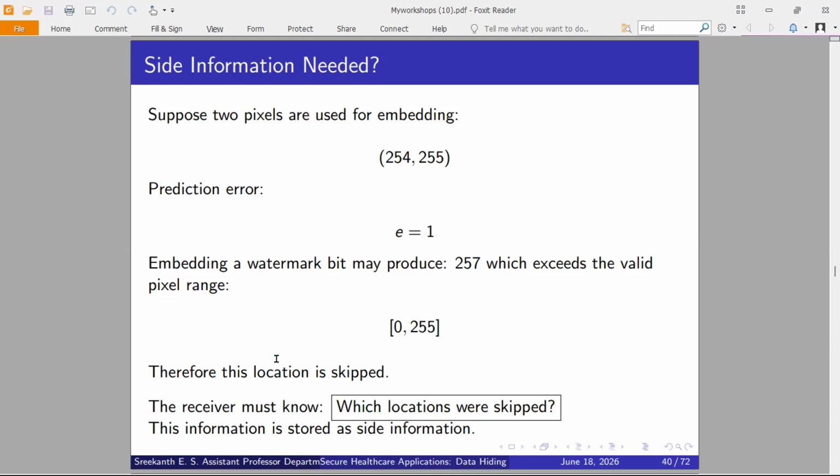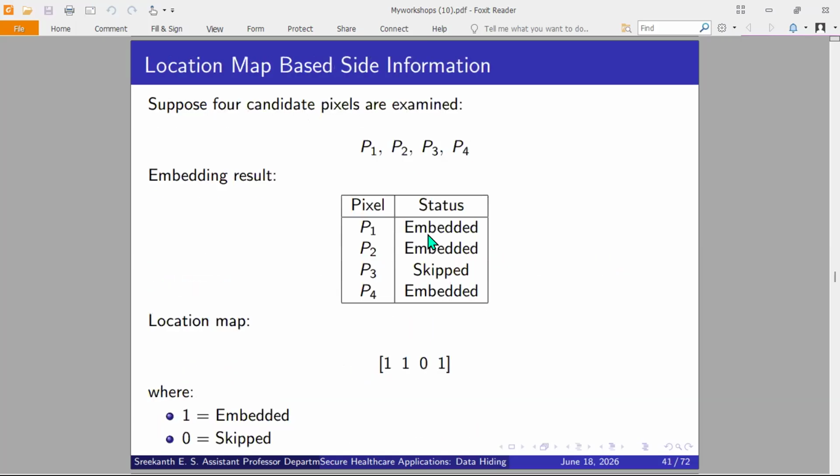Now, suppose we are taking 2 pixels and the error here. Okay, so if this watermark produces a value 257, we need to record that point. That is what I call the location map. This location map is very important. Like this: suppose we have 4 pixels P1, P2, P3, P4, and P1, P2, P3 are skipped and P4 is embedded. So what will the location map look like? 1101. Normally it will be a binary map.